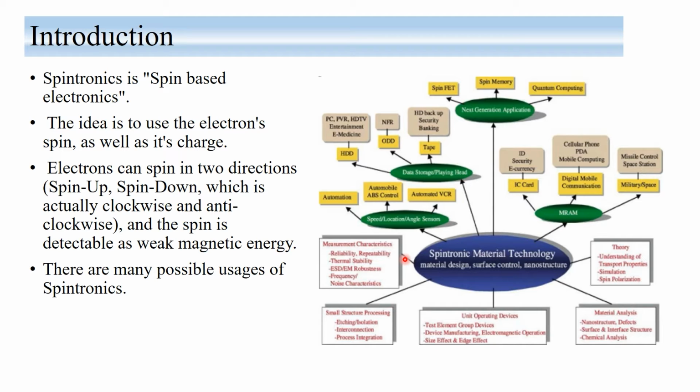We know that the electron can spin in two directions: spin up and spin down, which is clockwise and anti-clockwise. And we can detect the spin as magnetic energy. There can be many possible usages of spintronics, like data storage, spin-based solar cells, spin-based field effect transistors, spin-based LEDs, and quantum computing. It has many applications and it is one of the emerging future technologies.